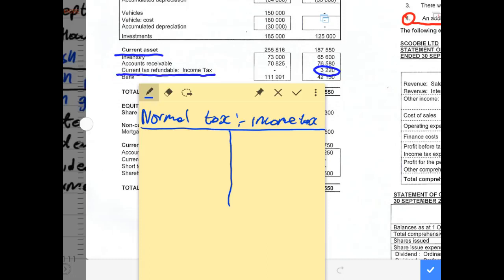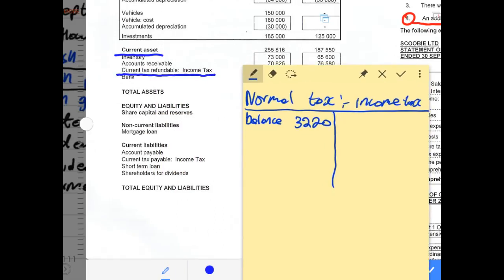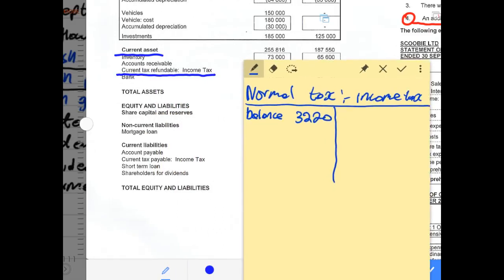Therefore, now our normal tax, current tax, income tax opening balance is the closing balance of the year 2009. And the closing balance of the year 2009 was 3,220, an asset. Therefore, now the opening balance will still remain an asset on the debit side. Take note of that. The opening balance is still an asset, 3,220 on the debit side. It was closing an asset, then it becomes opening an asset.